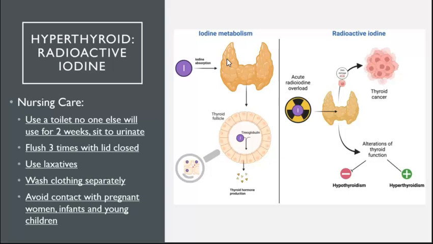They should be in their own room, not sharing things. If they have their own toilet, that's great. They're not going to be washing their clothes with anyone. So use a toilet no one else will use for at least 2 weeks. Sit to urinate. Make sure you're flushing 3 times with the lid closed. Use laxatives so there's no straining. It also will help get rid of some of that radioactive material. Wash your clothes separately. Avoid contact with pregnant women, infants, and young children.